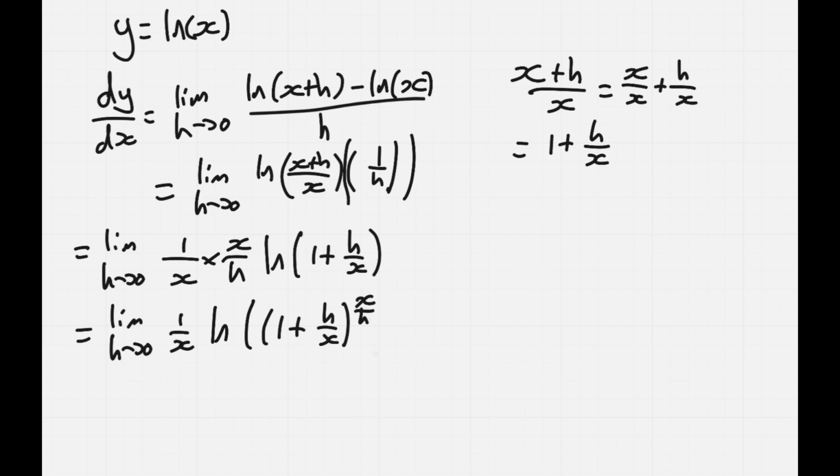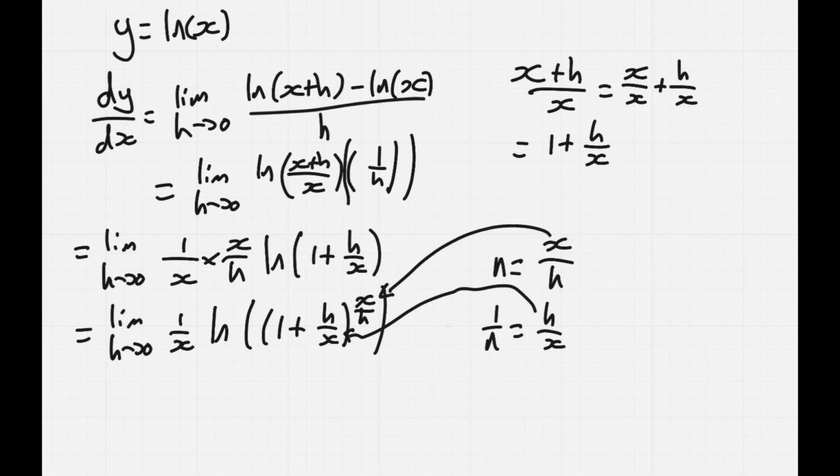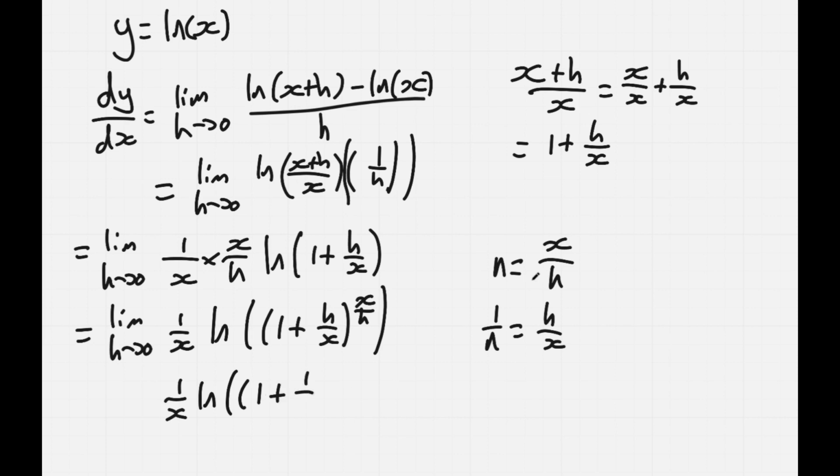You're probably like, why on earth did I do this? Why did I bring this x over x out? Well, what I can say is that n equals x over h. I can then say that 1 over n is equal to h over x. And I'm going to correspond with these arrows. You can clearly see that I've got n and I've got 1 over n. So I can replace that in. I can have 1 over x ln (1 plus 1 over n) all to the power of n.